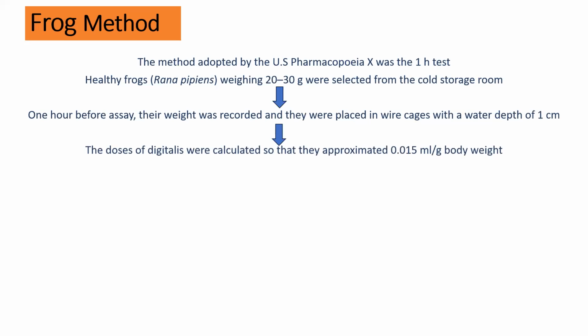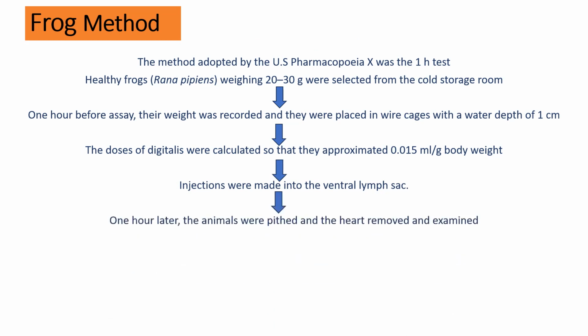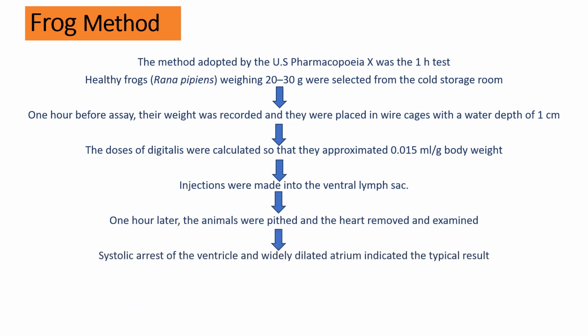The dose of digitalis was calculated so that approximately 0.015 ml per gram body weight would be injected. Then the glycoside injections were made into the ventral lymph sac of the frog. 1 hour after the injection, the animals were pithed and the heart removed and examined. Systolic arrest of the ventricle and a widely dilated atrium indicated the typical result.